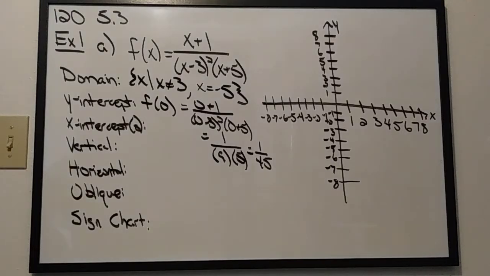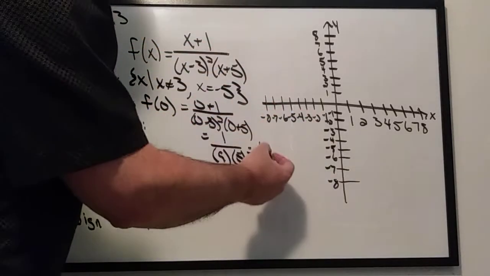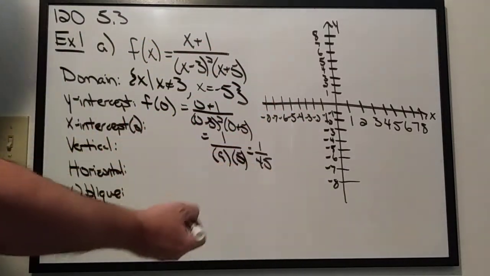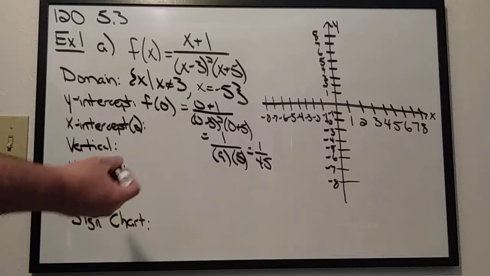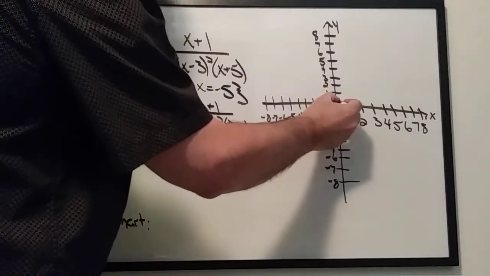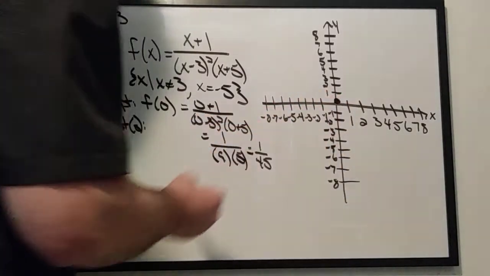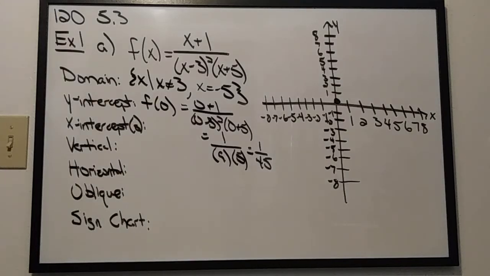So now that I know my y-intercept is 1 divided by 45, I can actually go to my Cartesian coordinate system and start plotting some of that information. So let's go to the Cartesian coordinate system. 1 over 45 is a small fraction close to 0, and it's positive. So we can come in here and put a dot right there, slightly above 0 on the y-axis. Well, let's keep going. Next off, x-intercepts.